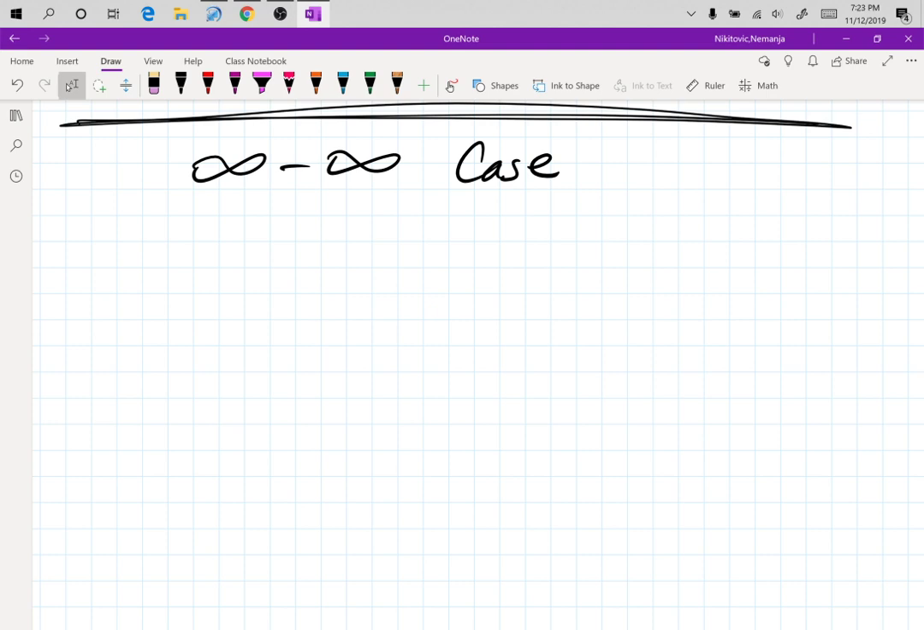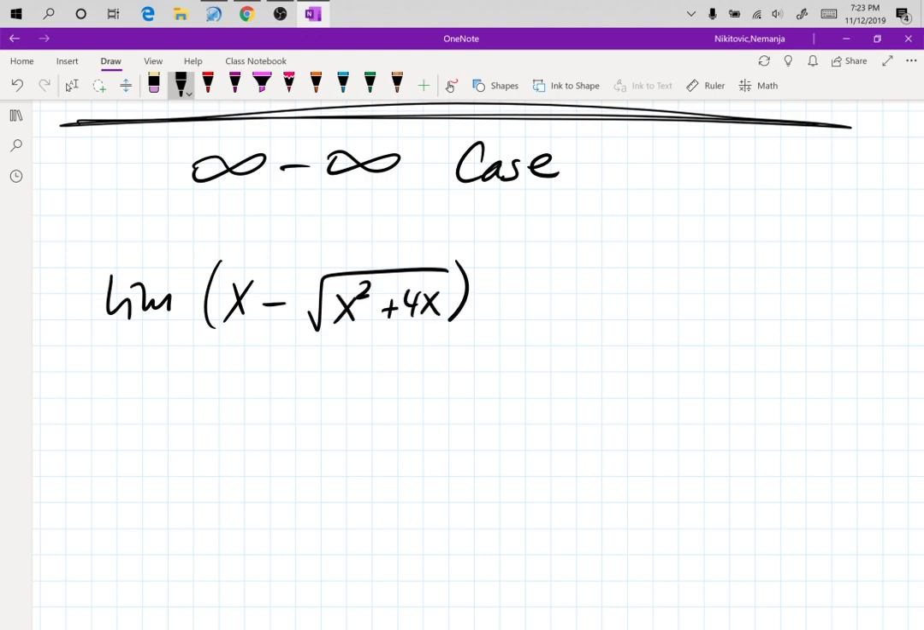So let's take a look at one of the staple examples. Let's go with a limit of x minus square root of x squared plus 4x as x goes to infinity. So what do I have here? Well, definitely infinity minus infinity, because when I plug in infinity, that's infinity, and then x squared is infinity, square root of that's just infinity minus infinity.